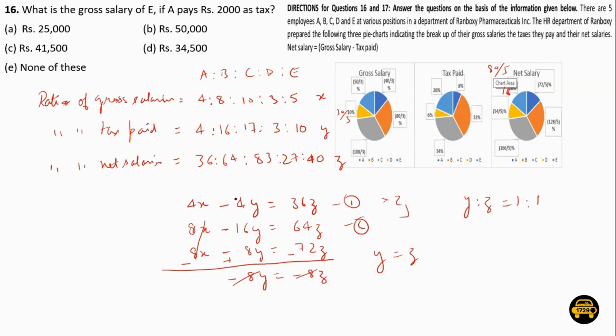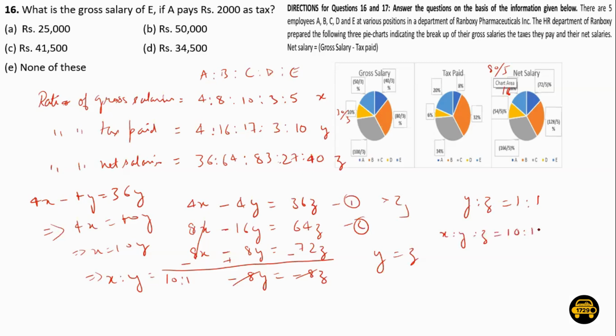So if we put it in any equation, let's put it in the first equation, we can write the first equation again as 4X minus 4Y equals 36Y, because Z and Y are equal. So that will make it 4X equals 40Y, or X equals 10Y. That means the ratio between X is to Y will be 10 is to 1. So the final ratio of X is to Y is to Z will be 10 is to 1 is to 1, right?